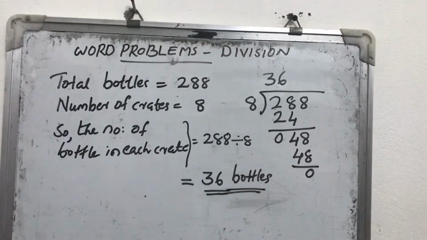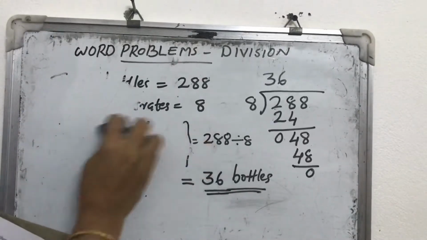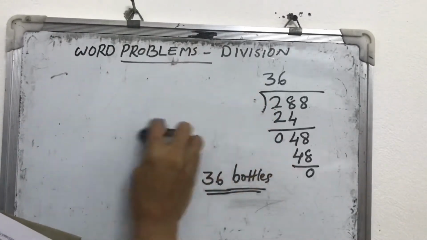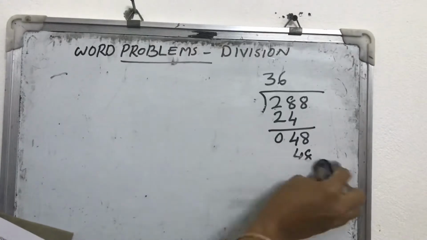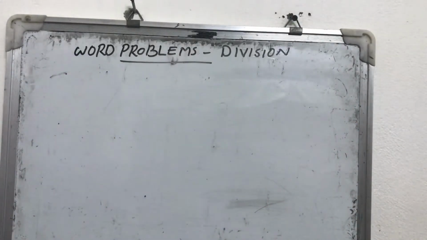Next, second question. All of you read the second question. A crate contains 432 eggs. A shopkeeper puts a dozen eggs in each box. How many eggs in each box? A dozen. We know 1 dozen means how many? 12. Then the question is this. How many boxes of eggs can he make?